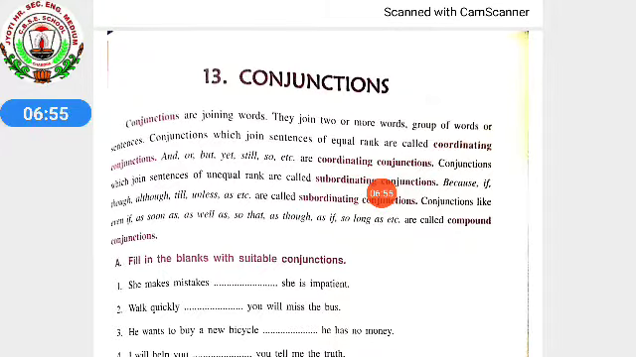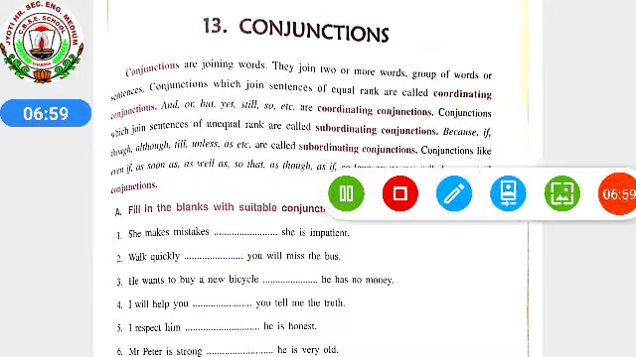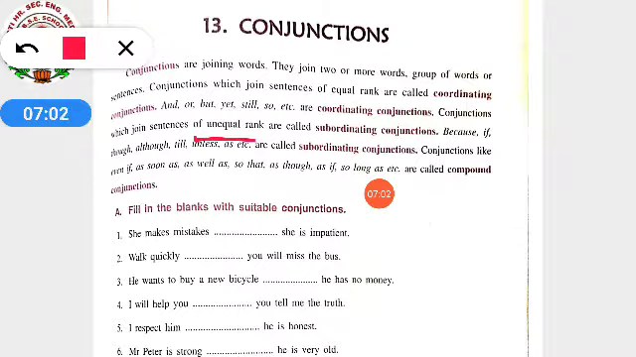These are coordinating conjunctions. And conjunctions which join sentences of unequal rank. Unequal rank means, if it is two phrases, one phrase will be dependent and the other independent. If it is a clause, one will be a dependent clause, the other an independent clause. Same for words also, they are of unequal rank. So they are called subordinating conjunctions. Examples: because, if, though, although, till, unless, as, etc.